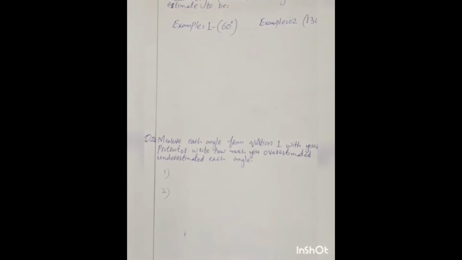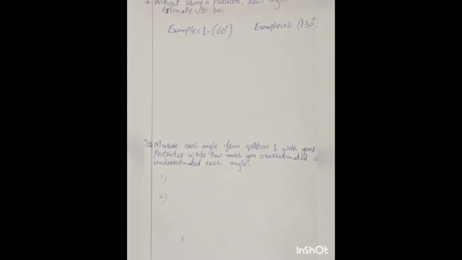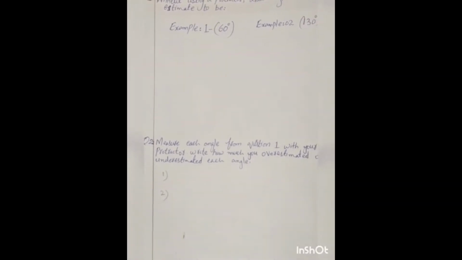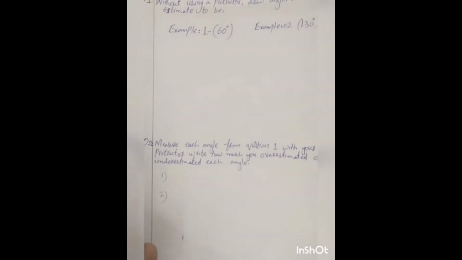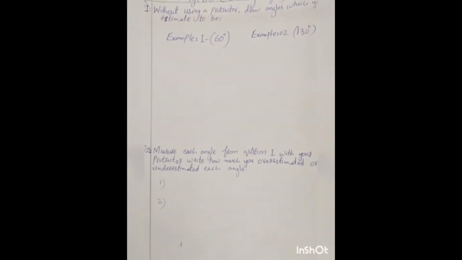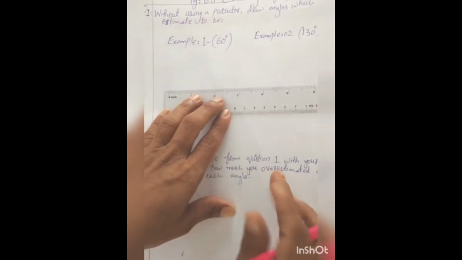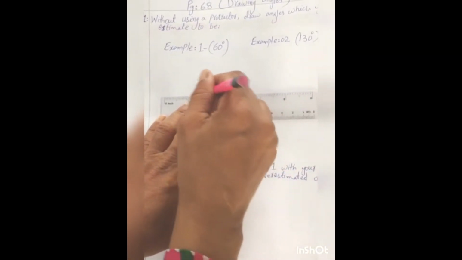Without using a protractor, draw angles which you estimate to be the given size. Example number 1 is to draw the estimated angle of 60 degrees. We know, what is an angle? An angle is the shape formed by two lines where the two lines meet at a common end point. To draw the estimated angle, first we will draw the baseline like this.